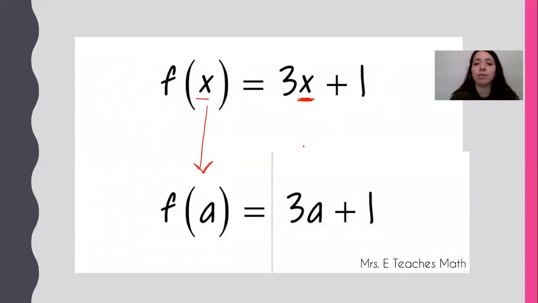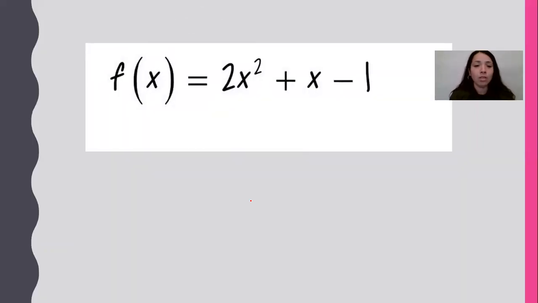Notice that everything else stays the same. The only thing that changes is whatever was inside that parentheses, it changed into that. Meaning if that was an X and it changed into an A, all the X's change into A's. Okay. So if we look at this one again, look at the X. So let's find all our X's.